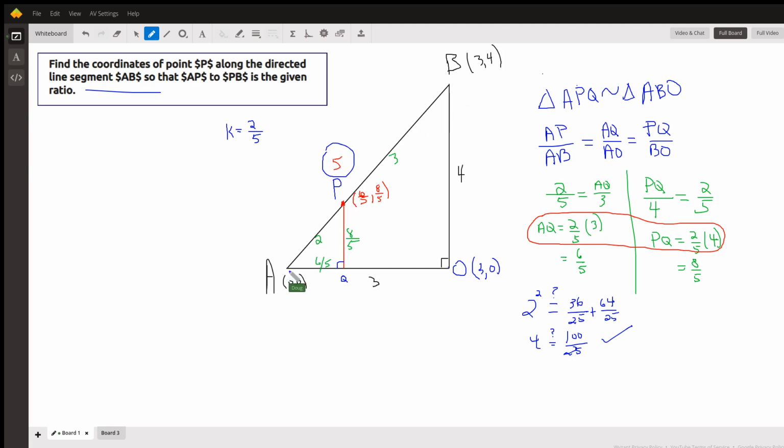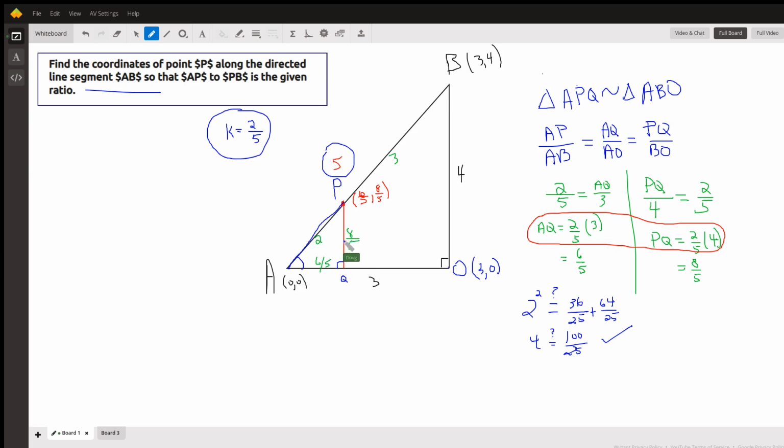And we want to find a point along the line segment from A towards B that is 2/5 of the entire distance. I could make that any fraction I wanted to, but I chose 2/5. Makes the numbers a little bit easier to work with. So 2/5 of the entire distance means we want AP to be 2. 2/5 of 5.